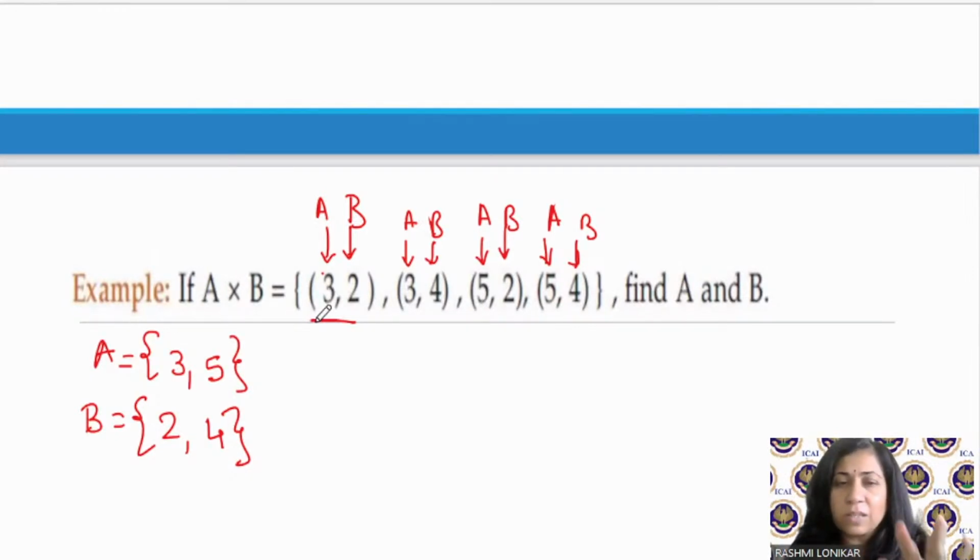Here you can see there are 4 elements in A cross B. So I will see how I can write it. I can see that 3 is repeated: 3, 2, 3, 4, so I will write 3 once. Then 5, 2, 5, 4, I will write 5 once. Okay, and so on.